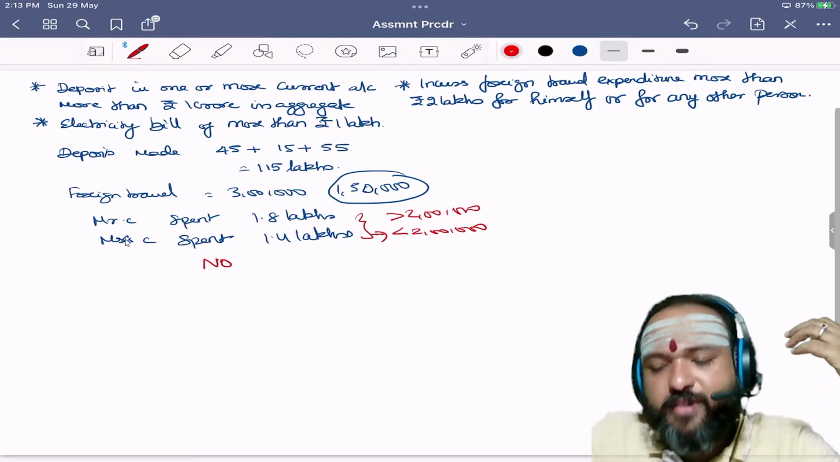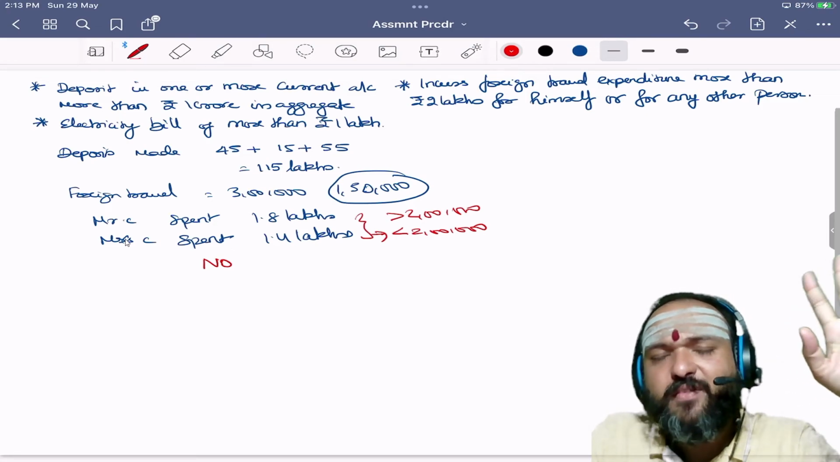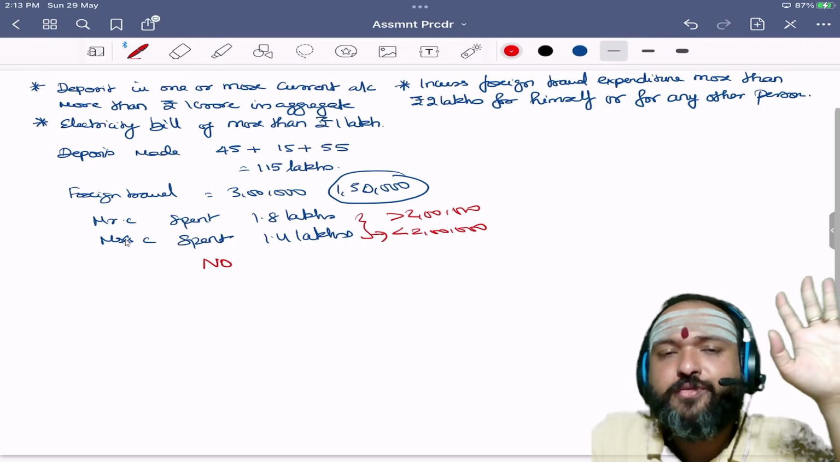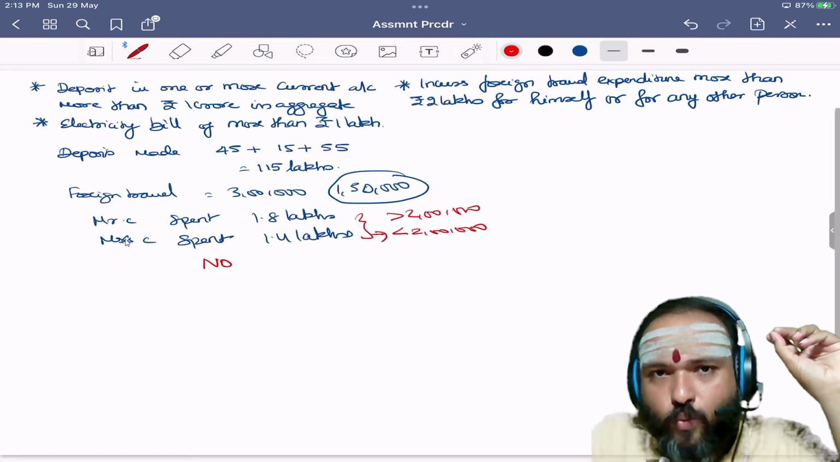So what have we seen today so far? We have understood the provisions of section 139(1) to a limited extent.